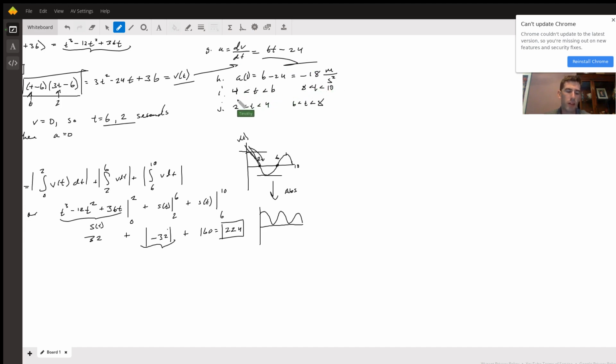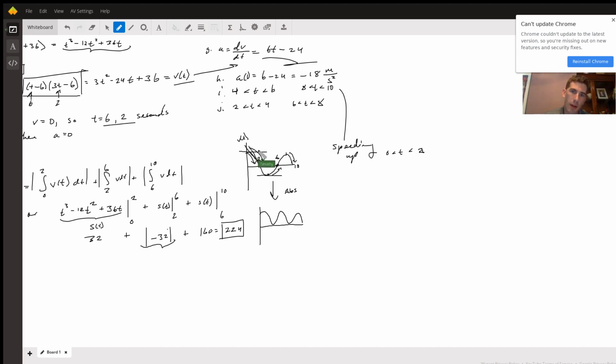And the time intervals where it's speeding up are when the acceleration is getting greater. So from here to here, it's speeding up. From here to here, it's speeding up. And from here to here, it's speeding up. I labeled those intervals, and we should also have one more, speeding up here, and that's going to be from 0 to 2.